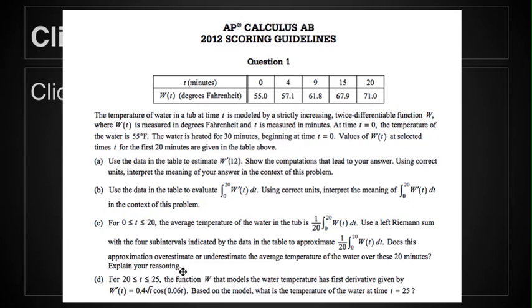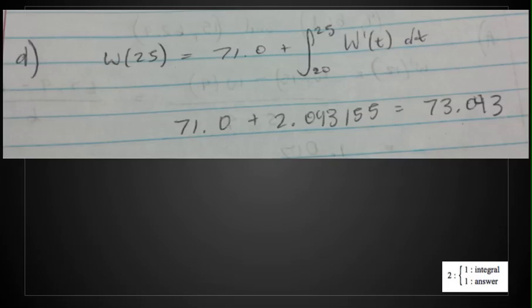and that gives you the difference between 25 and 20. Since we have the difference between 25 and 20, and we were given the water temperature at 20, we still need that value, so we go to our table. Our table gives us the value of 71 degrees Fahrenheit for the water, and so we add that to our answer from the integral. So our answer from the integral is 2.093155, and we add 71 to it, and our total answer would be 73.043. You get 1 point for the integral, and 1 point for the answer.